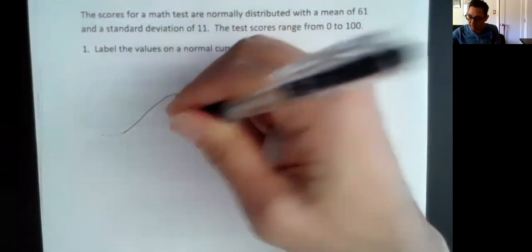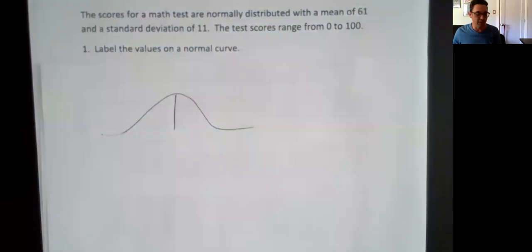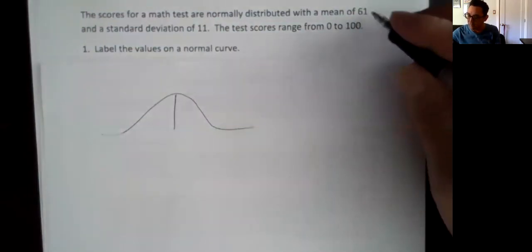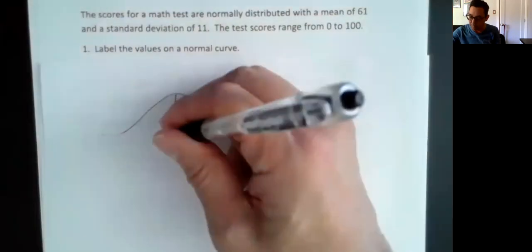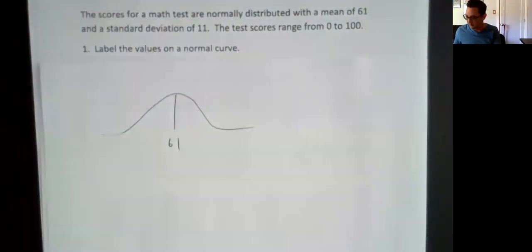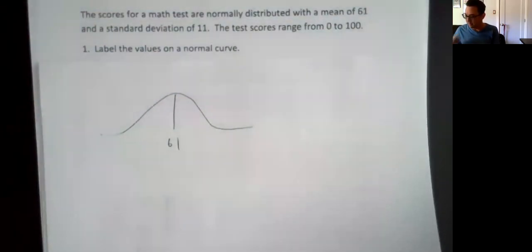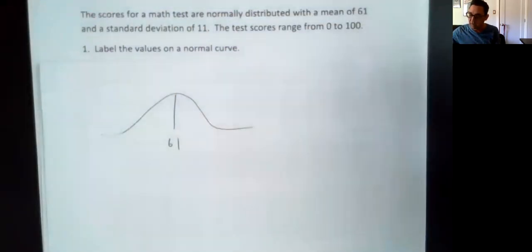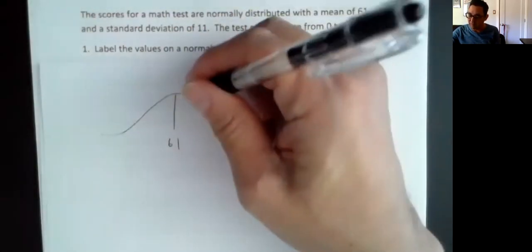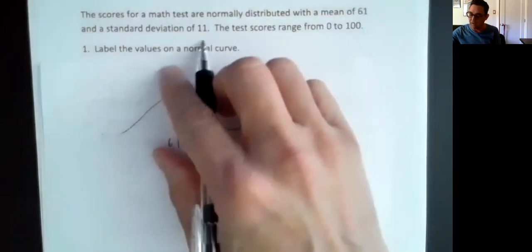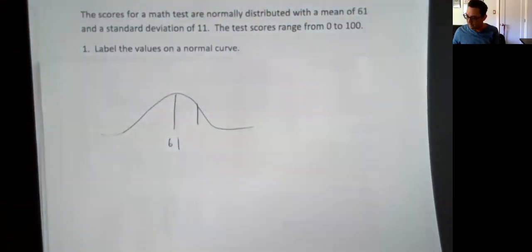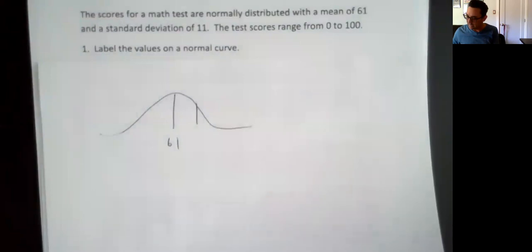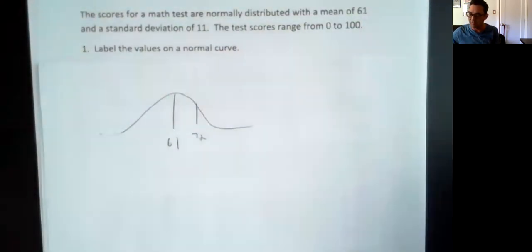And I start with the middle, and the middle goes my x bar. Now in this case, my x bar is my mean, and they just told me my mean is 61. So that's it, there's my 61 right there, okay? Now, standard deviation is 11, so that means some people scored 11 points higher than 61. So add 11 to 61, and I get 72.